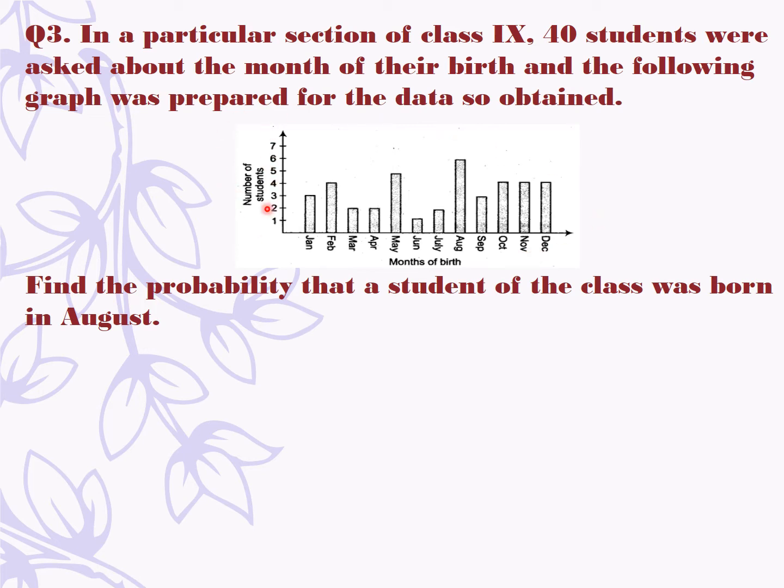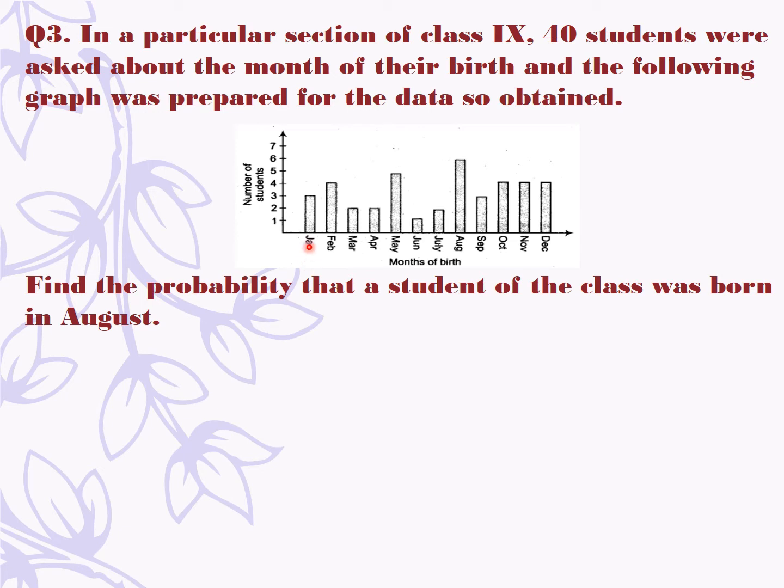Along the y-axis they have plotted the number of students, say 1, 2, 3, 4 up to 7, and along the x-axis they have written the months of birth. That is, we can see a bar graph right over here. These bars represent the number of students who were born in each month.